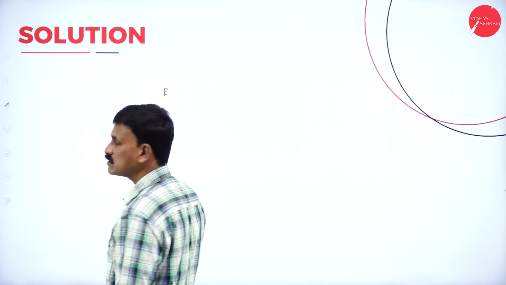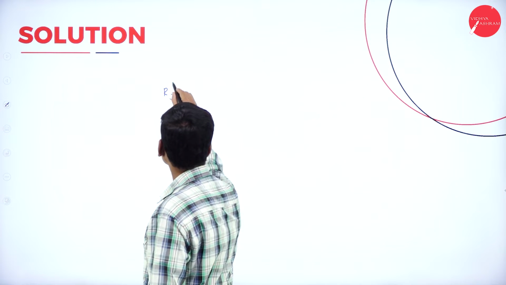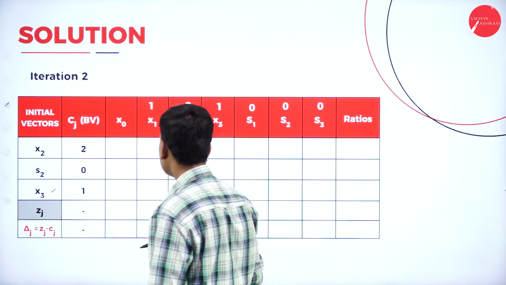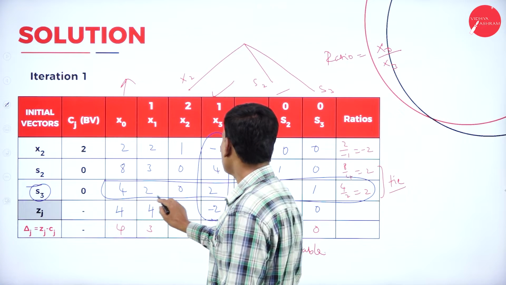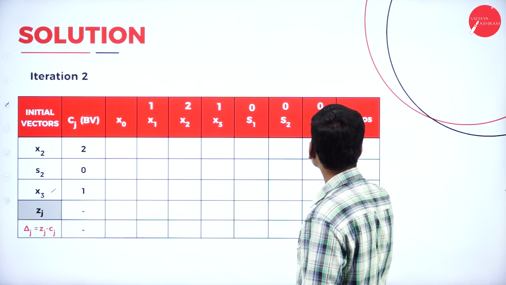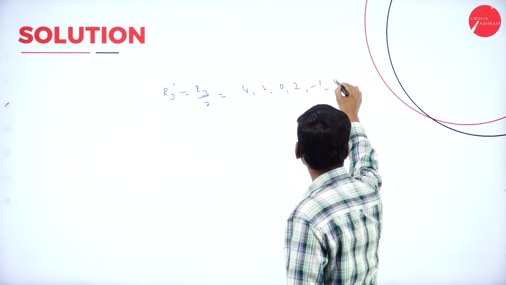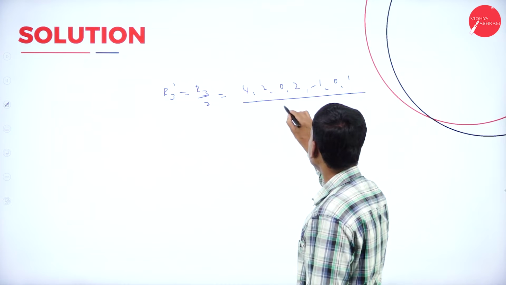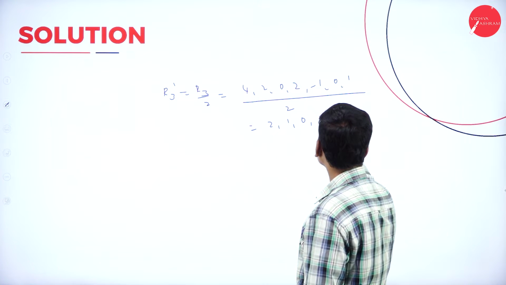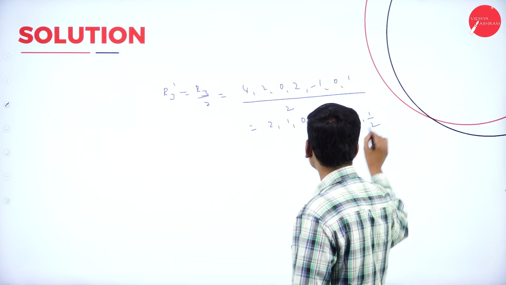Now consider R3 dash is equal to R3 divided by 2. So what are the elements of R3? We have 4 2 0 2, minus 1 0 1, divided by 2. So we get 2 1 0 1, minus 1 by 2, 0 and 1 by 2.